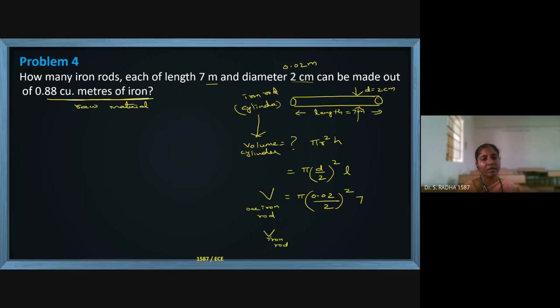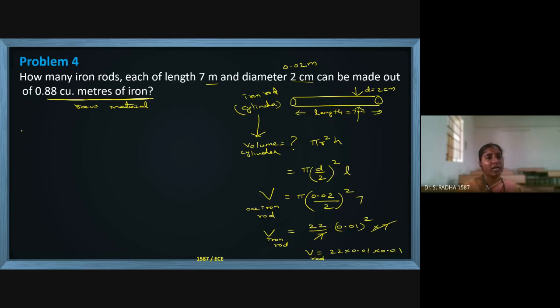Volume of one iron rod. So pi I will write 22 by 7, and here it is 0.01 whole square, and then this 7 is present. You can just cancel. We are left with 22 into 0.01 into 0.01. Okay, this is about the iron rod, one single iron rod volume.